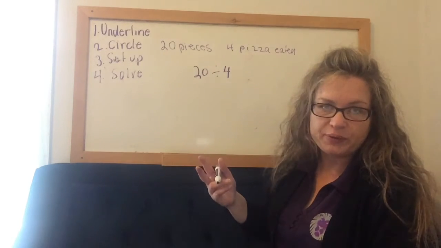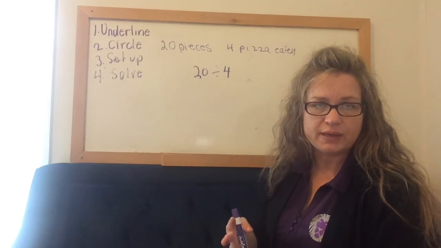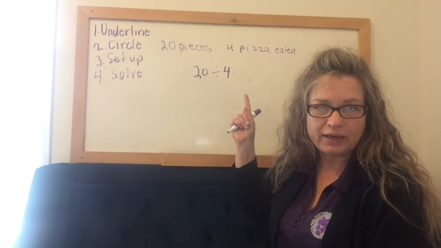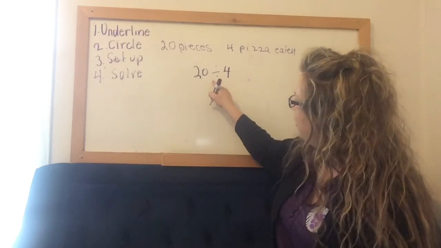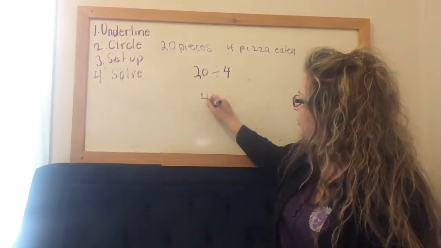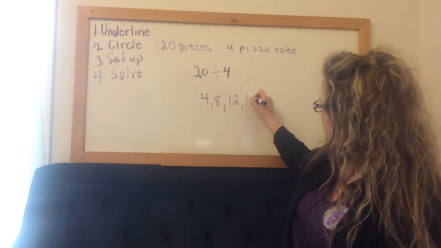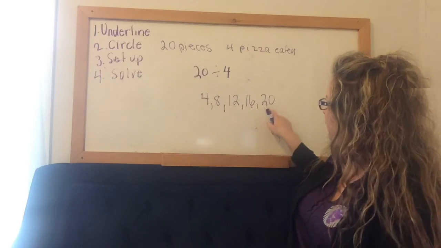Now, several different ways that we can solve this. All of them work depending on which one works best for you. Some of you are going to look at this and say, I know my facts. 20 divided by 4 is, write it down. However, some of us may need to go through our multiples. 4, 8, 12, 16, 20. 1, 2, 3, 4, 5.